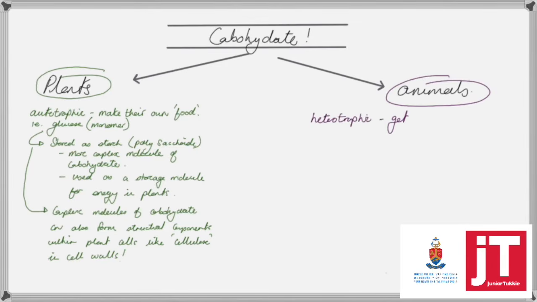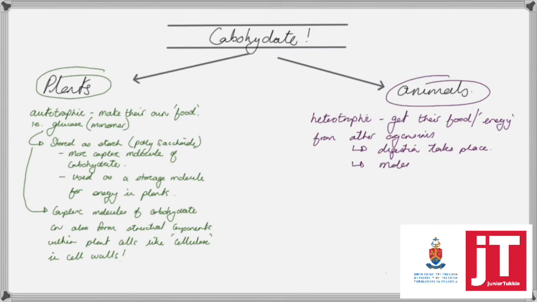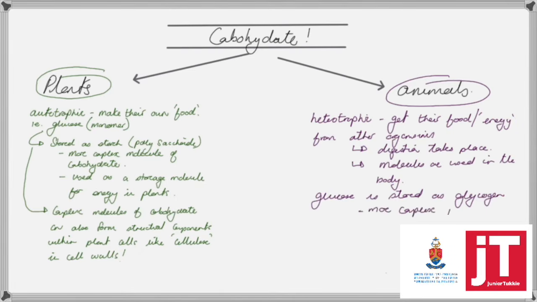When we look at animals, they're heterotrophic. Like I said before, they get their energy from other organisms. This is through digestion. So in other words, these large macromolecules need to be broken down so that they can be absorbed by the animal's body. When glucose is taken in by the animal, excess glucose is also stored, but as glycogen, whereas in plants, that excess glucose is stored as starch.